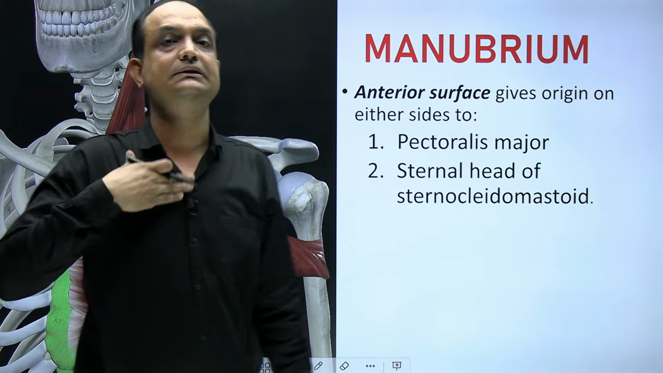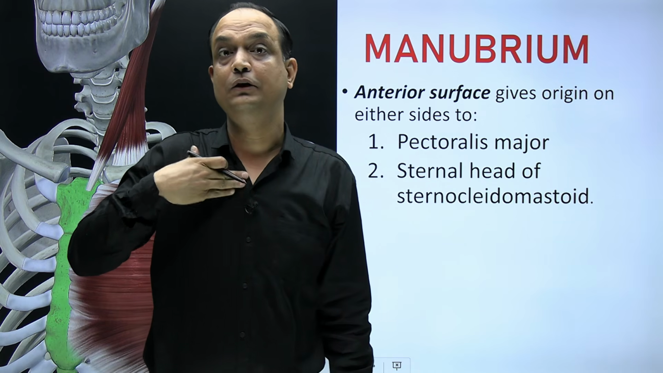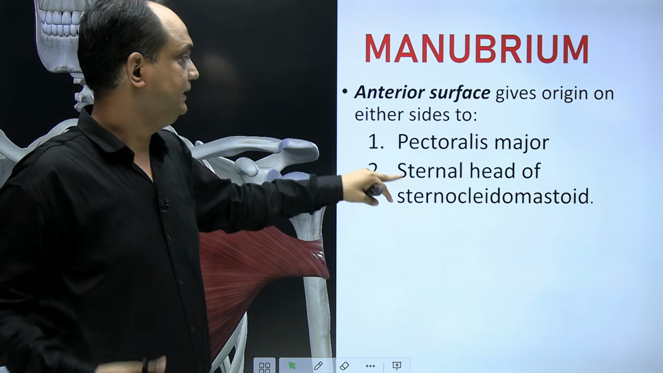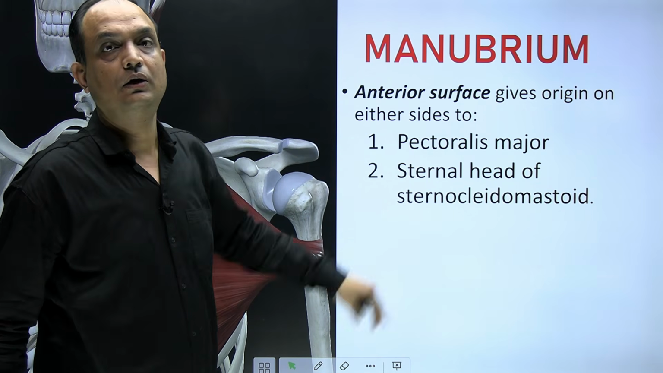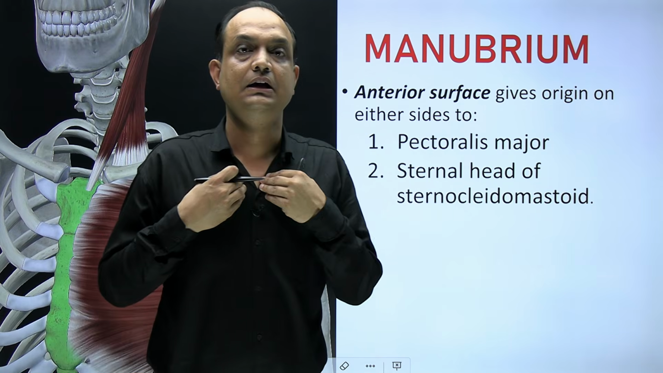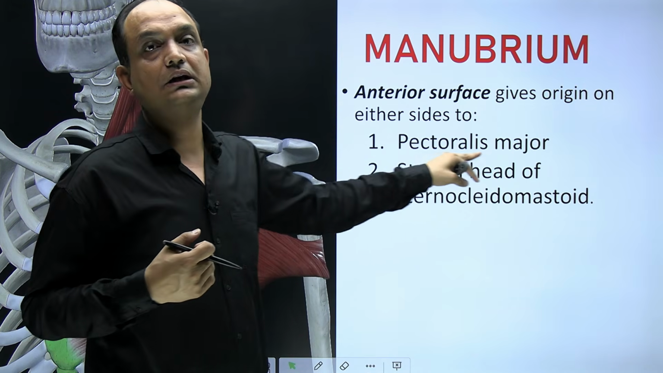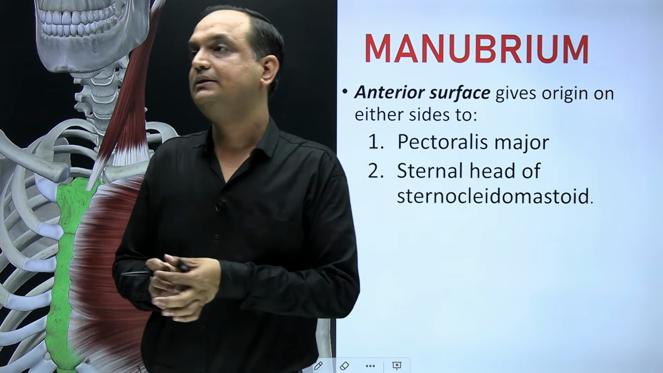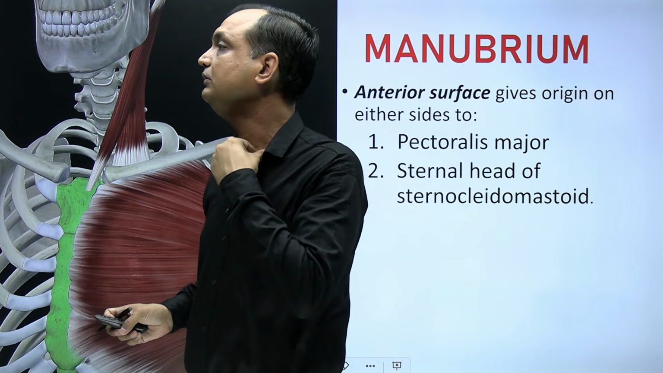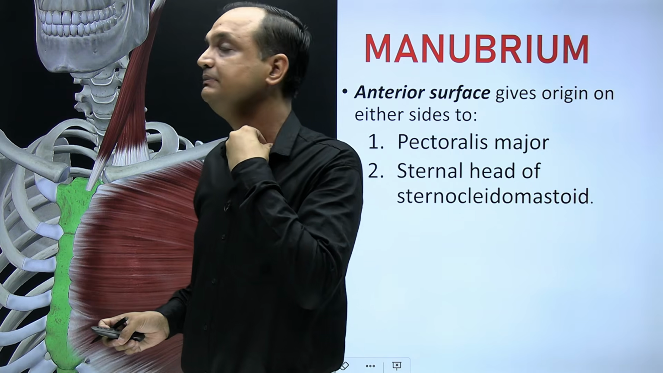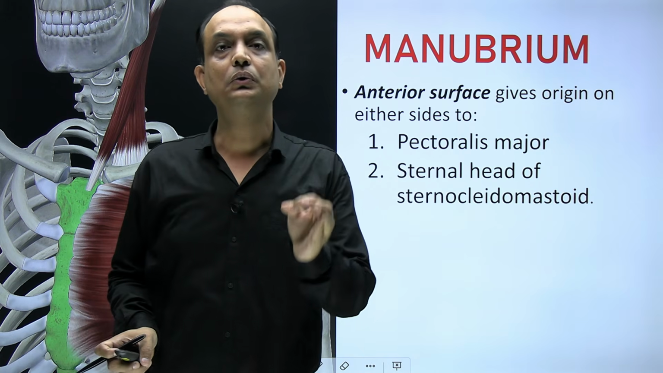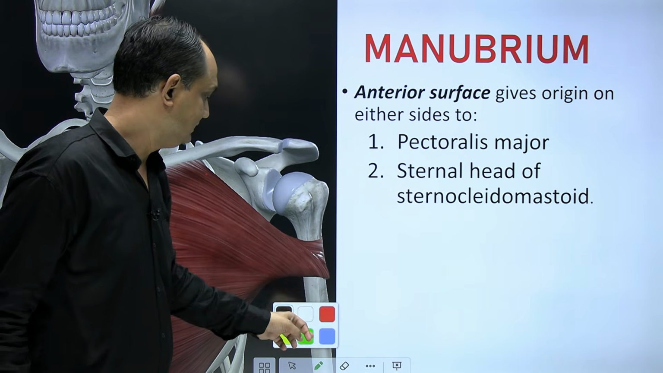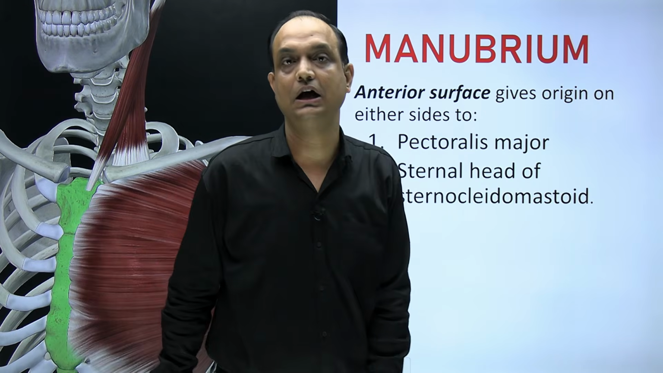Now dear students, this is the anterior surface of your manubrium, and when you see the anterior surface, you will find that it is giving origin to two muscles. One is the pectoralis major and another is the sternal head of the sternocleidomastoid muscle. Now you know that this is a big oblique muscle on the side of the neck, and this muscle is known as sternocleidomastoid, and it has two heads, the sternal head and the clavicular head.